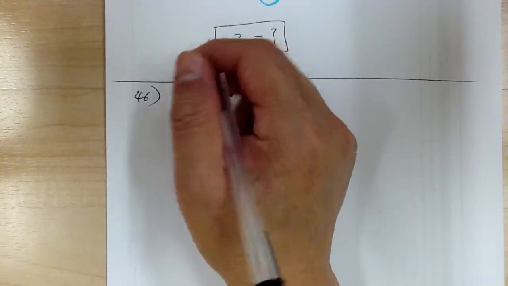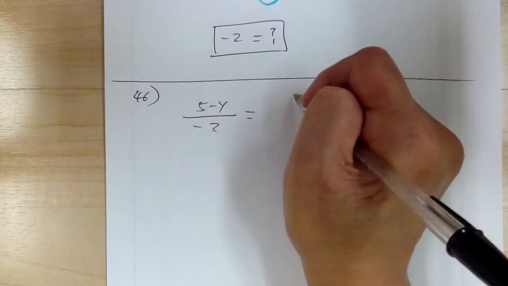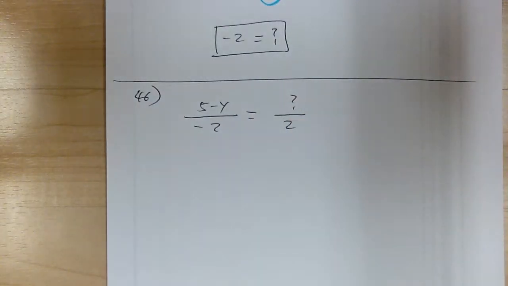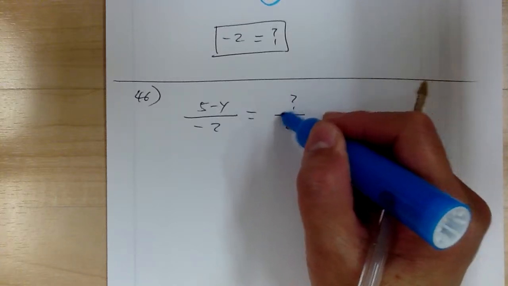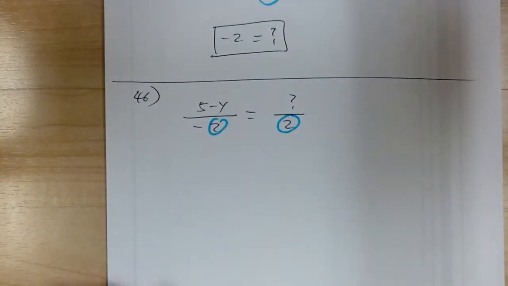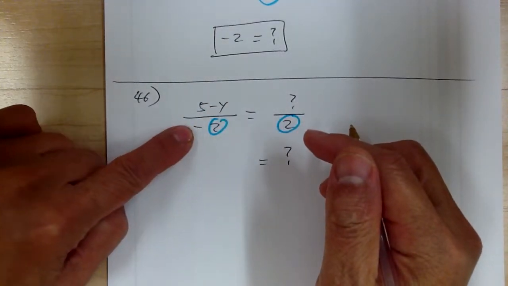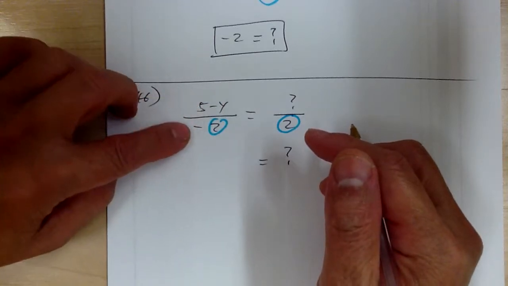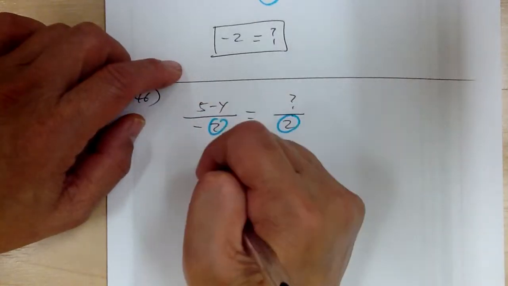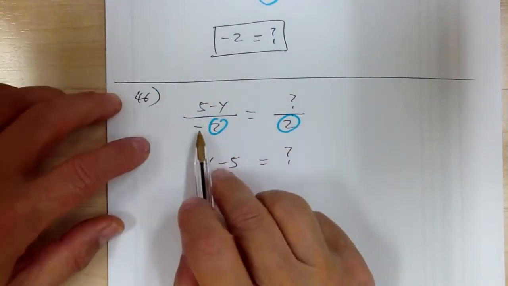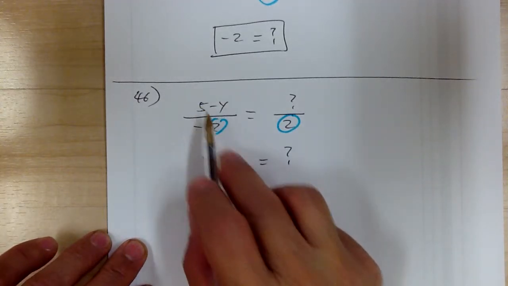46. Here you have 5 minus y over negative 2 equal to question mark over 2, right? So go and match up everything else on this side. The 2 matches up with the 2, so that means the question mark will equal the leftover. But you can combine the negative with that, you can multiply. Remember, negative is used to switch the subtraction terms, so it'd be y minus 5, because negative times negative y gives you positive y, and minus times 5 gives you minus 5.